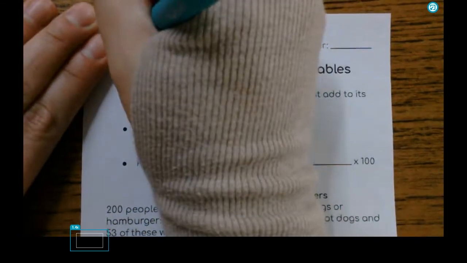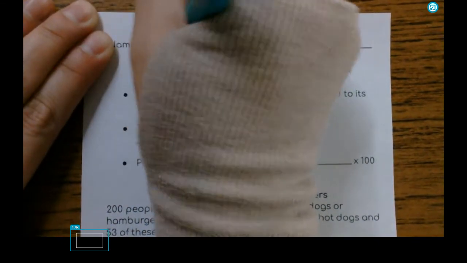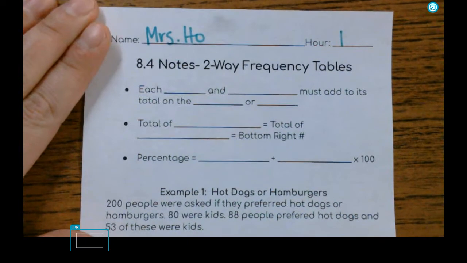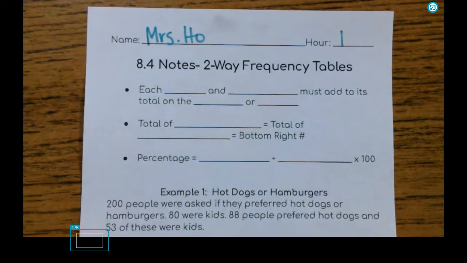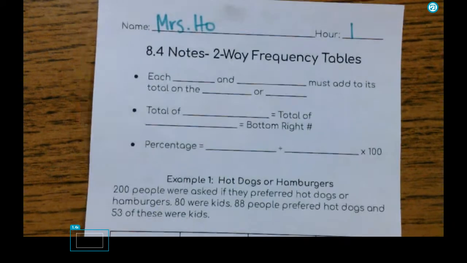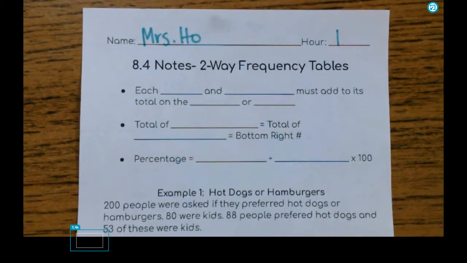Okay, so today for 8.4, we are looking at two-way frequency tables. What two-way frequency tables do is they tell us how two events or circumstances relate to each other and how frequently they happen. And then we're going to put everything together on a table. So, a few notes up here at the top.